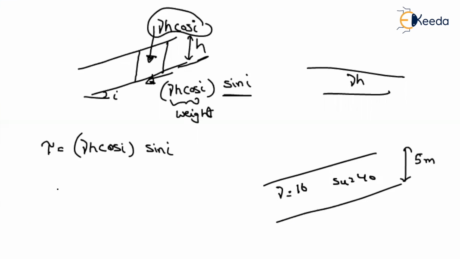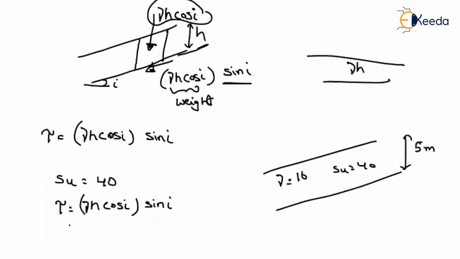Now what about the shear strength? Directly we know that will be equal to 40. What about the shear stress? That will be equal to gamma into h into cos i. This is the stress acting in the truly vertical direction, multiplied by sin i. Then you are getting the tangential component.